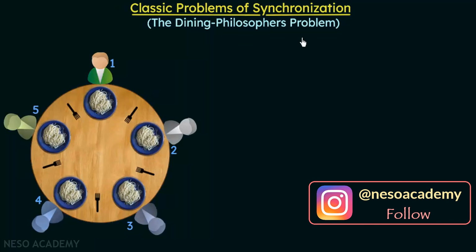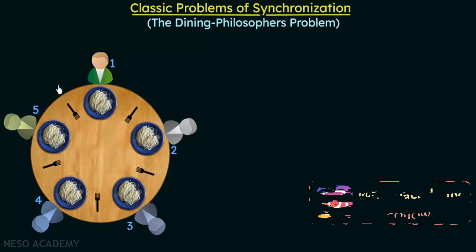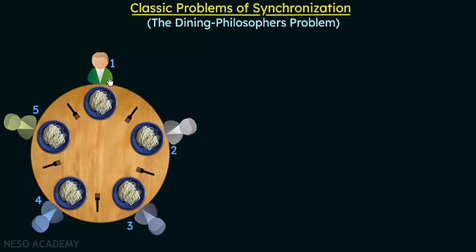In this dining philosophers problem, we have a round dining table in which we have, let's say, 5 philosophers seated around the table like this. The philosophers can be in two states, the thinking state and the eating state. They spend their whole life either thinking or eating. When the philosophers are thinking, they don't interact with their colleagues. They just mind their own business and think. And when they are hungry, they will try to eat the rice or noodles present in the plate that is placed before them.